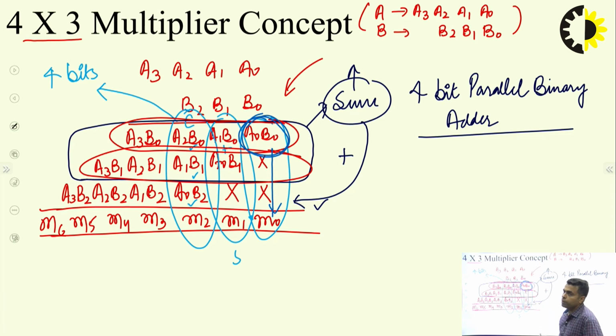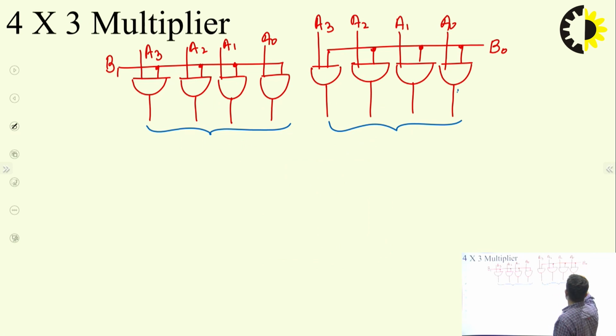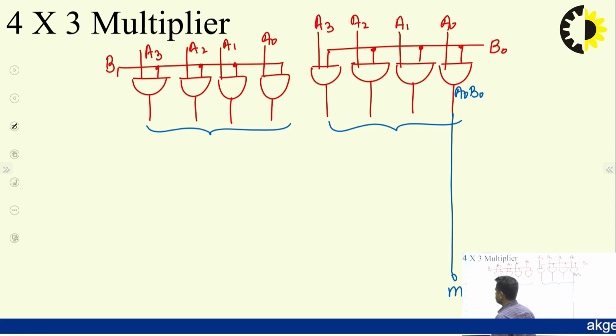So this A0 B0 can directly be taken out as part of my multiplication result, because it is not going to be added with anything. So this is my A0 B0, and it can be directly used as part of my multiplication result M0.